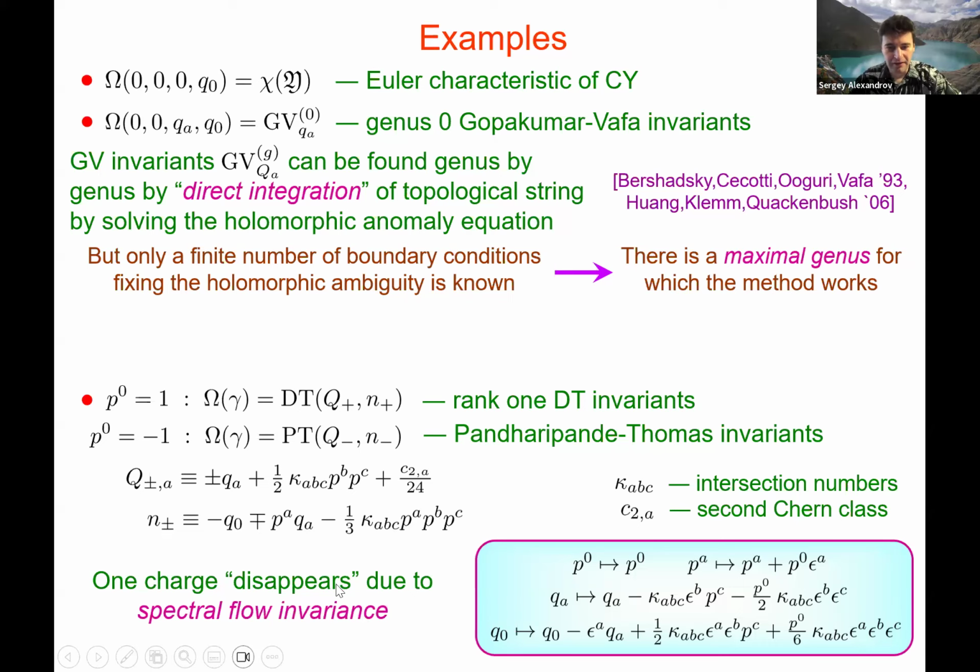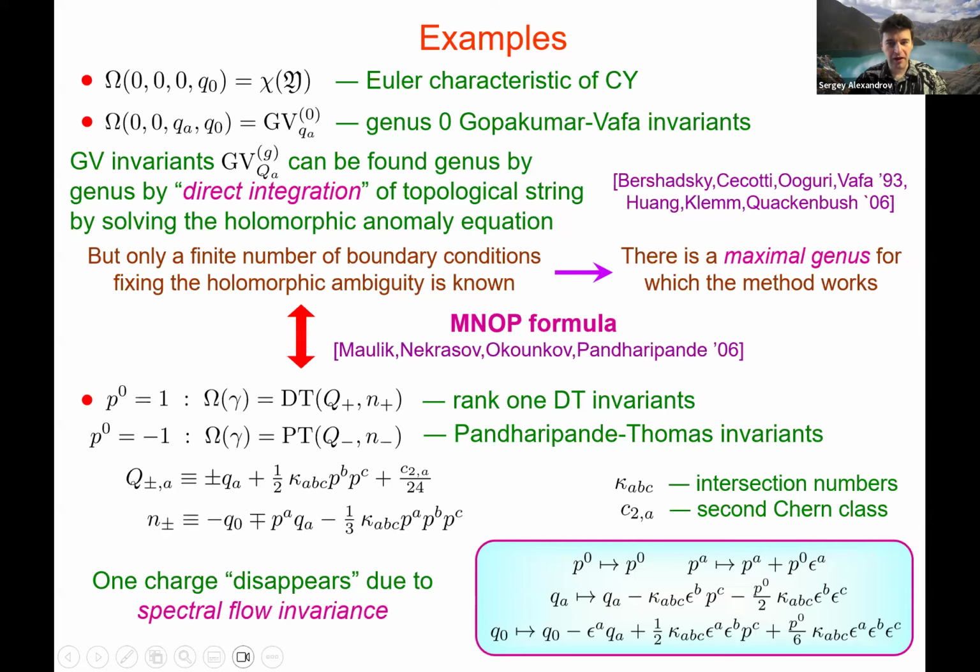Well, the point is that these generalized Donaldson-Thomas invariants are known to be invariant under the so-called spectral flow transformation, which acts on charges in this particular way, where the epsilon a's are arbitrary integers. You see that if P0 is equal to plus or minus 1, you can always set the D4 brane charge PA to 0. This is why the invariants do not depend on it, and the combinations which I wrote here stay invariant under this spectral flow transformation. So in the end, these two invariants depend just on two sets of charges.